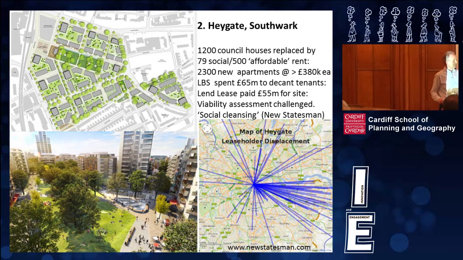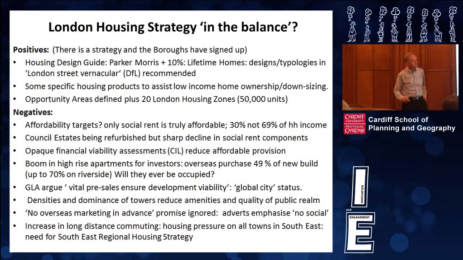And the viability assessment about the amount they're going to pay for infrastructure has been challenged. Lendlease said this is a private matter. When it went to court, he said, of course, it's not a private matter. But it's typical of the problems that councils have in terms of trying to decide what is fair. And this is a map of the displacement of leaseholders in the Haygate. And of course, it's clearly social cleansing. These people are moving way out into the outer suburbs of London.